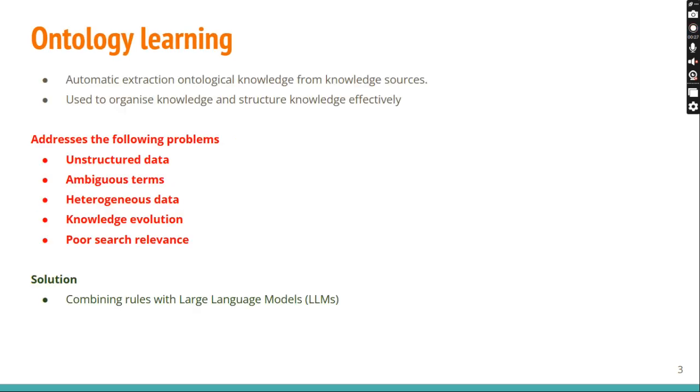Ontology learning is the automatic extraction of ontological knowledge from different sources: structured, semi-structured, and unstructured sources. It helps because it is used to organize and structure knowledge, but this field faces problems such as knowledge evolution, heterogeneous data, and so on. But to solve these problems, we have the combination of rules with large language models.